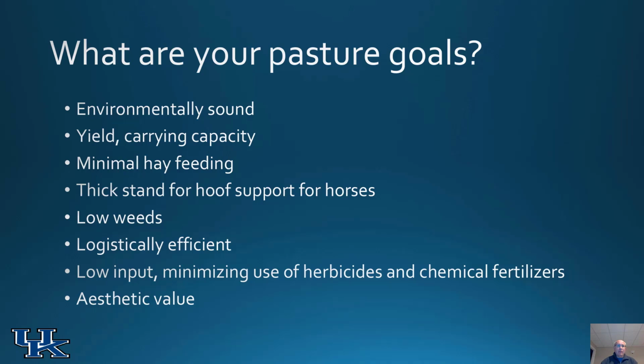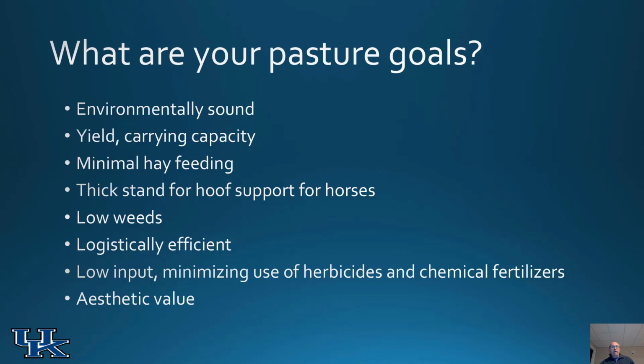It also, number 2, goes without saying that we have enough yield or carrying capacity. We're using that word carrying capacity possibly without defining it, but a little later in our lectures, we will go over definitions. One of the goals for pasture may be feeding hay as little as possible, and that's a good goal. Another one may be a thick stand of grass, for hoof support for horses. And we act like horses are the only species that need hoof support. In fact, cattle do too, especially when we have them on the farm year-round in wet weather.